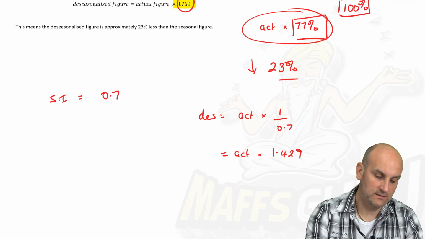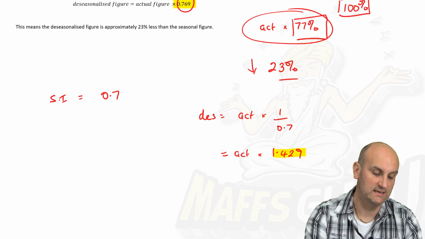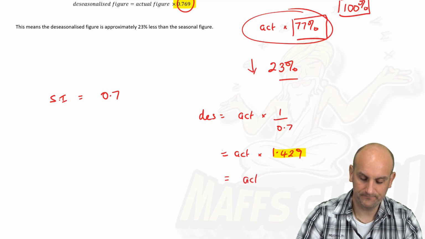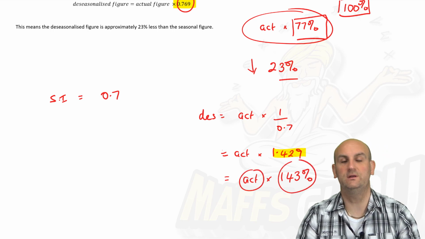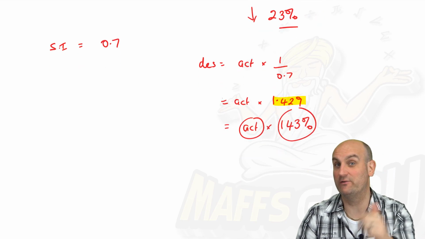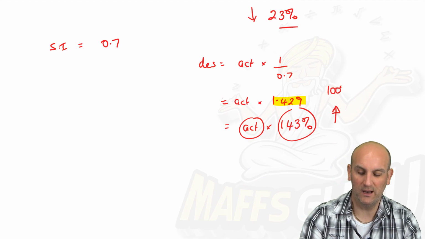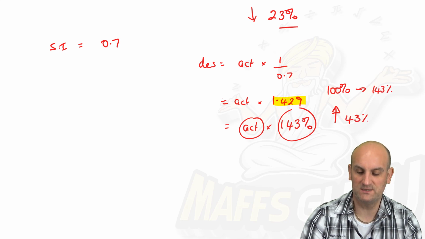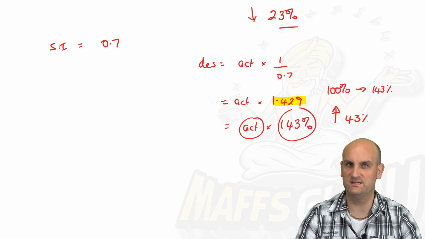Now I just have to realize that this value here can be thought of as a percentage. It says take my actual value and multiply it by 143%, or make my actual figure 143% of what it started. Is that a percentage increase or a decrease? It is in fact a percentage increase. So if we realize that 100% to 143% means that I've gone up by 43%, a 43% increase, then we will be able to answer all of these fascinatingly challenging questions.